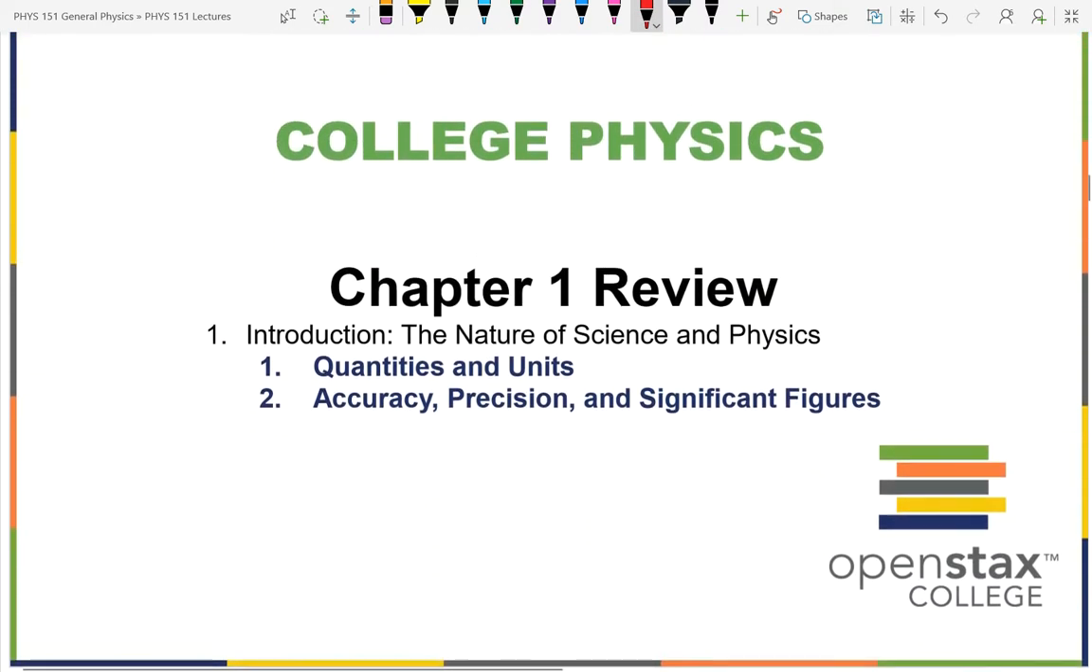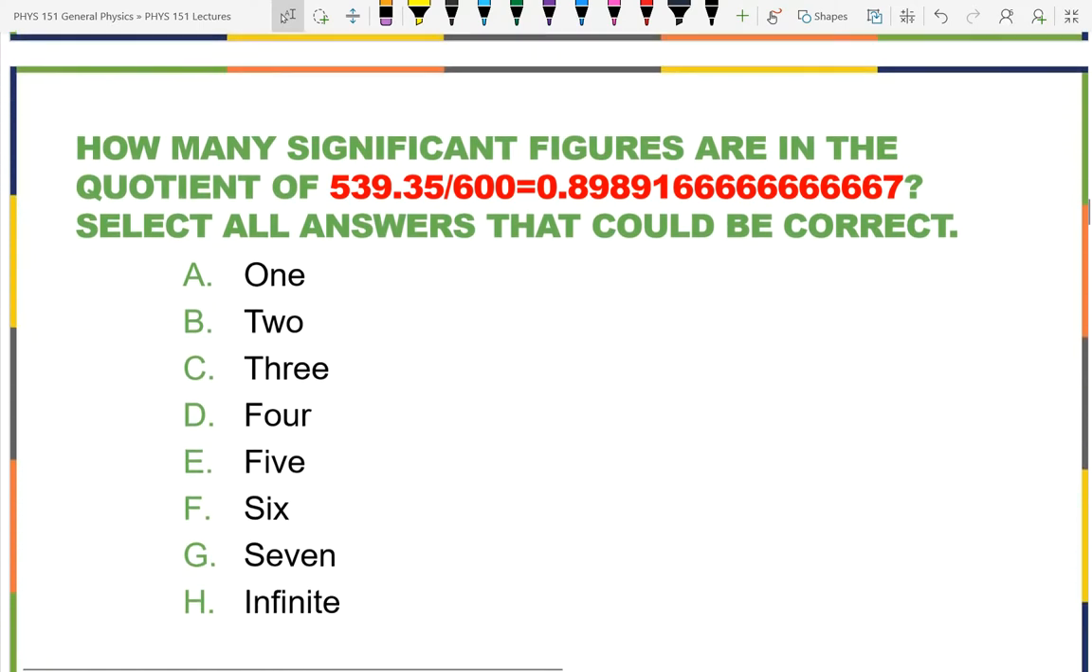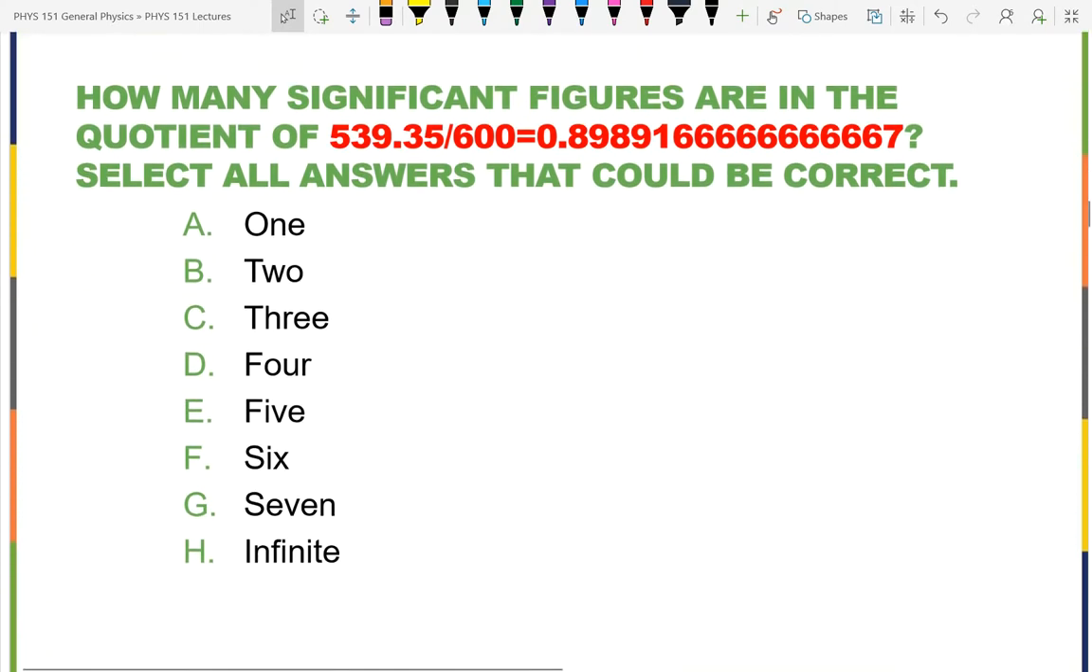Okay, so that was a quick look at the units. Notice accuracy, precision, significant figures. Let's look at some significant figure type questions. How many significant figures are in the quotient? That's what you call the answer when you divide two numbers.